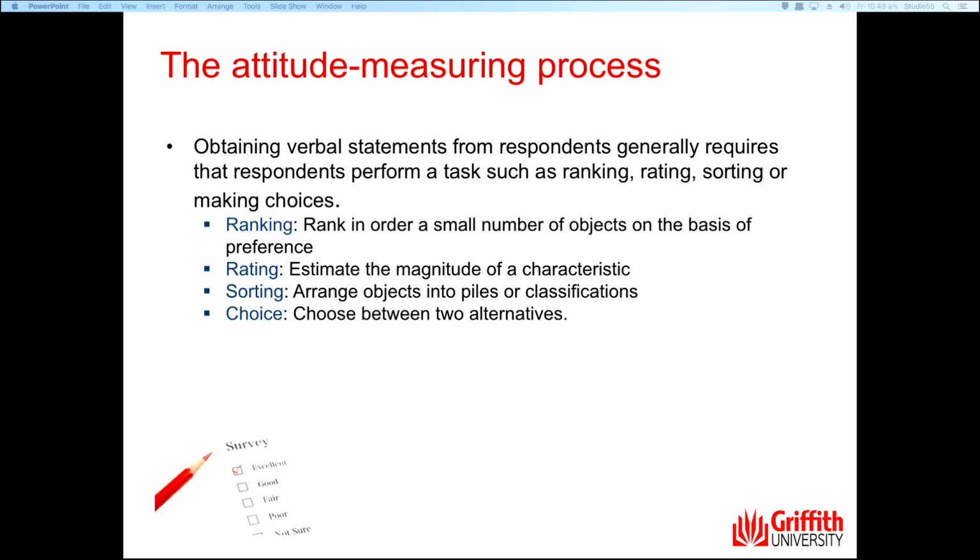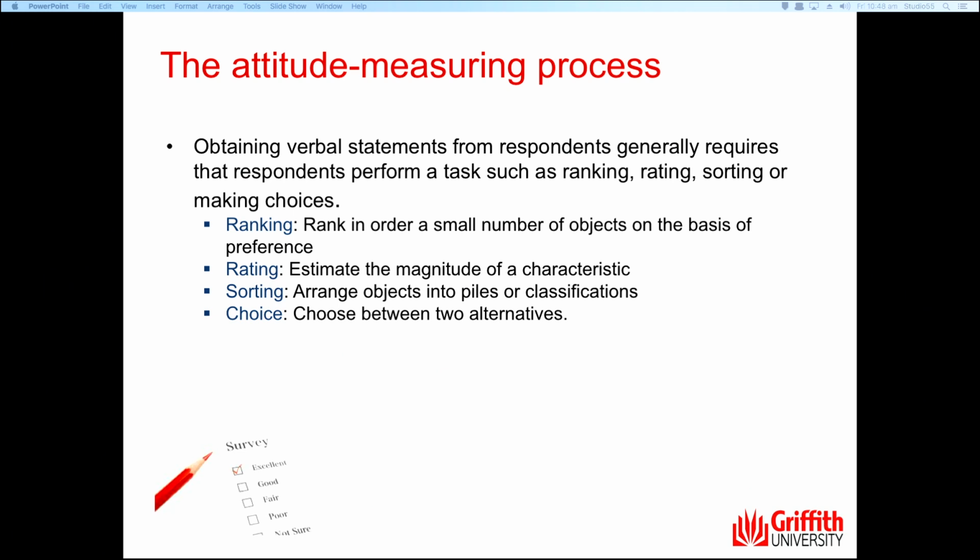So measuring attitude is very important, and this is one of the most widely used scale items in research. For example, if you want to measure attitude, let's say you wanted to look at obtaining verbal statements from respondents, this generally requires that respondents perform a task such as ranking, rating, sorting, or making choices.